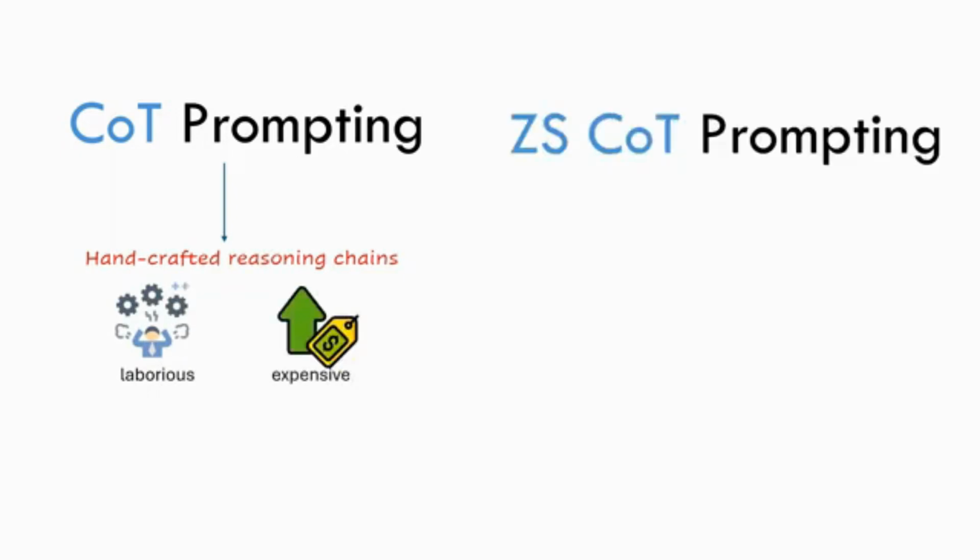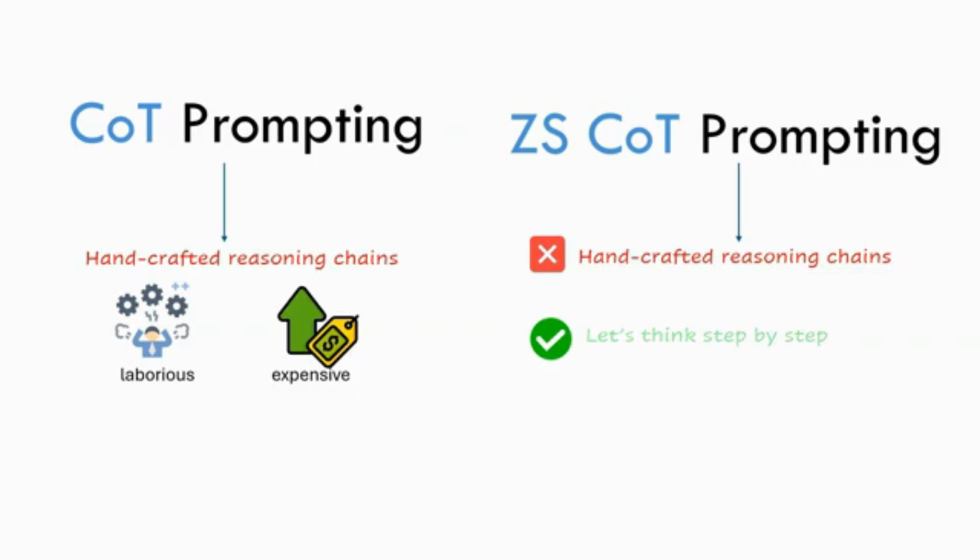Zero-shot COT prompting eliminates the requirement of handcrafted reasoning chains by adding the magical phrase, "Let's think step by step." This magical phrase encourages the LLM to generate its own reasoning chains. Moreover, zero-shot COT prompting is versatile and task agnostic. This is because you need not generate and provide reasoning chains separately for each task. All you have to do is to include the magical phrase, "Let's think step by step," for any task.